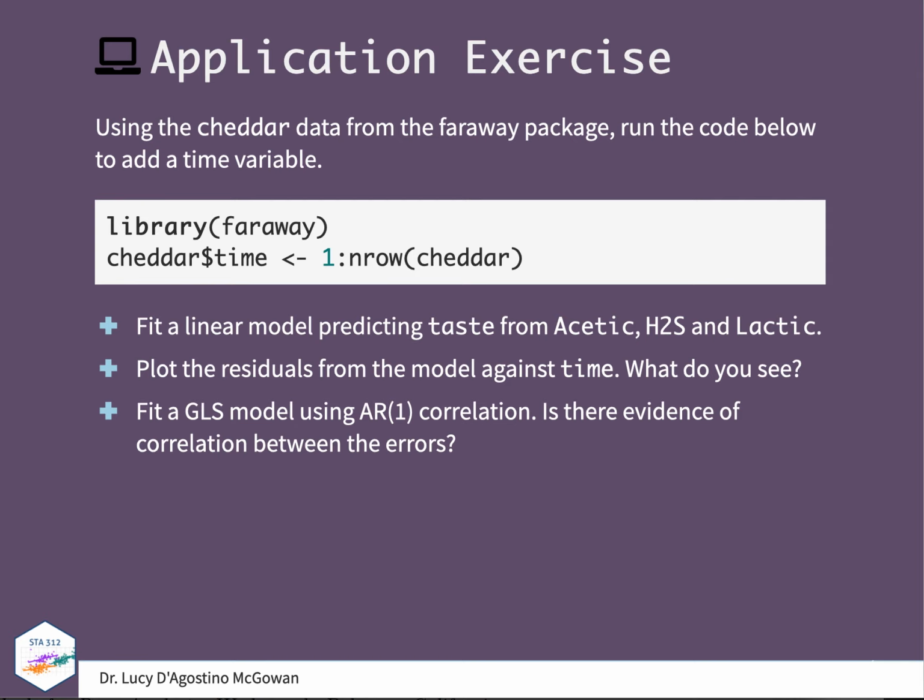So what I want you to first do is fit a normal linear model predicting taste from the 3 remaining variables in the data frame. Then I want you to plot the residuals from that model against time and determine whether you see a pattern or not. After doing that, I want you to fit a generalized least squares model using this AR1 correlation and determine from that if there's evidence of correlation between the errors.